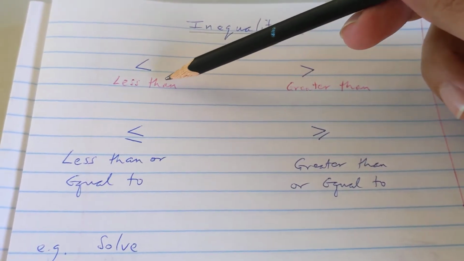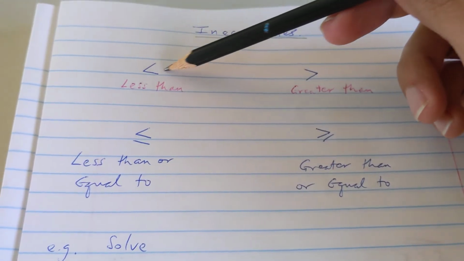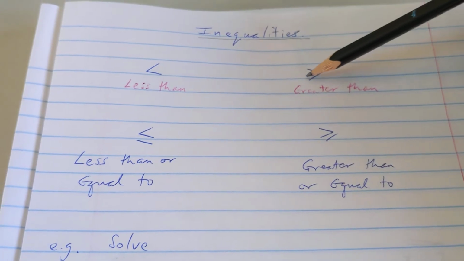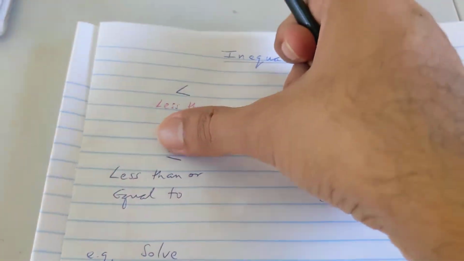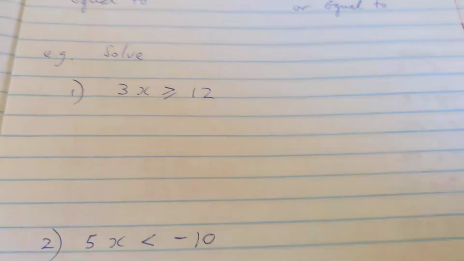When the pointed end is on the left, because we normally read left to right, this will be less than, because that side is smaller. When the mouth is open, this side is bigger than that side. And same thing here, if it has the extra line, it looks like an equal sign. So that's why it's less than or equal to. Let me just run through some questions quickly.